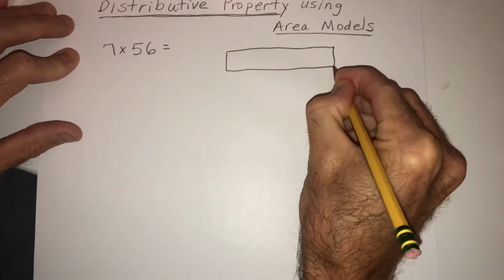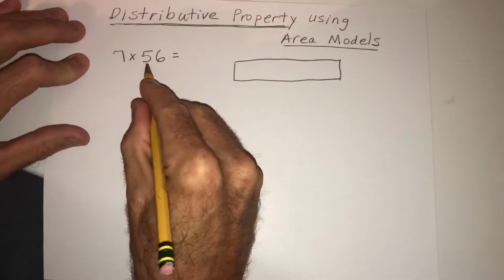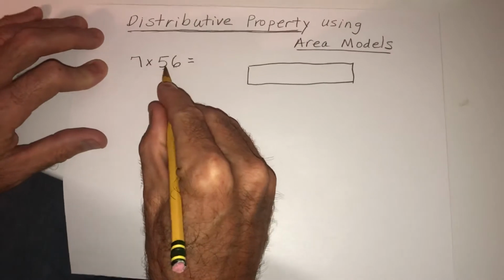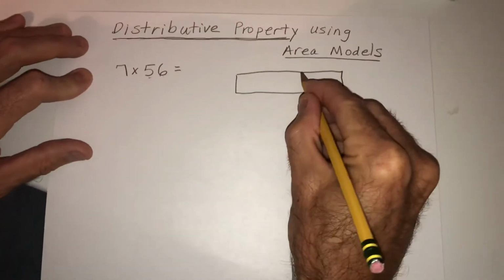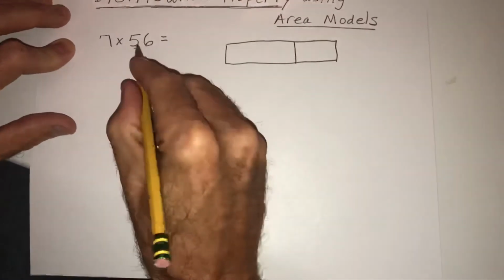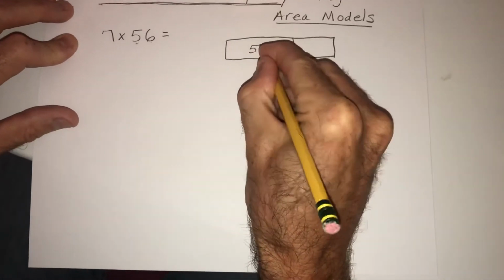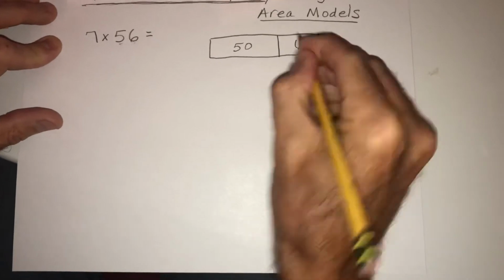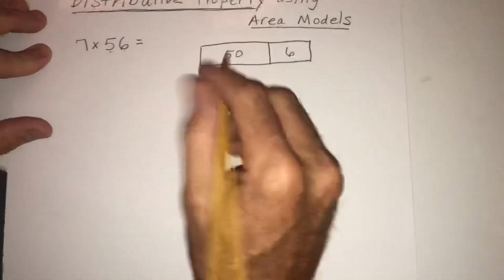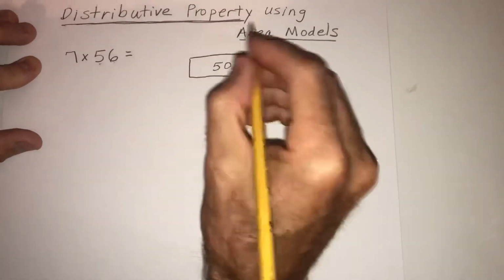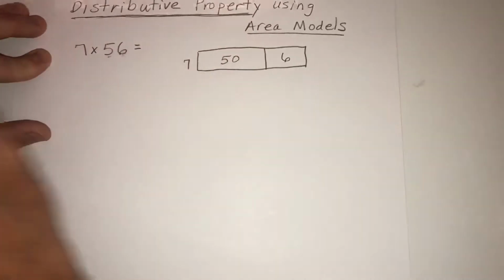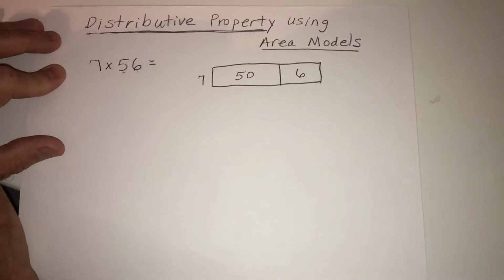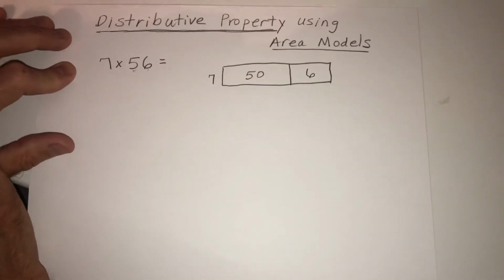And when I draw my long rectangle, I'm going to break it into two parts of the second number. So I've got 56. So I'm going to break it apart. My big part is my 50 part. My small part is my 6 part. And then I have my 7 up here, and my 7 goes here, and I can see this problem a lot better now, and now I can use the distributive property.